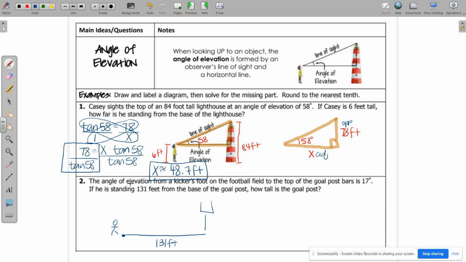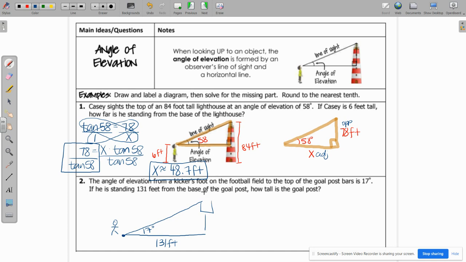So the angle of elevation from the foot up to the top of the goalpost bars is 17 degrees. So this angle right in here is 17 degrees. It's up from the horizontal. It has to include the horizontal and it goes above it. So I knew it was this angle here.